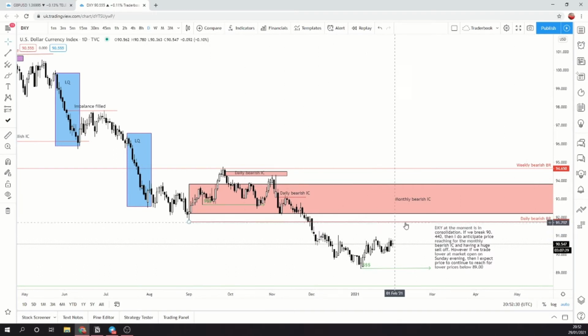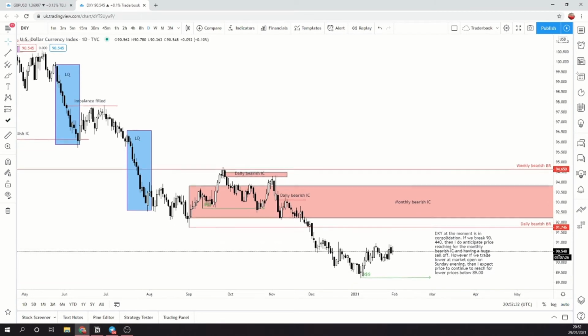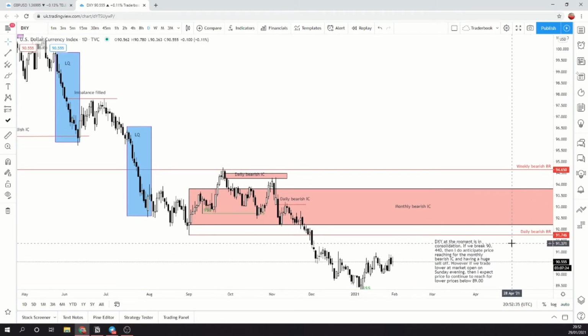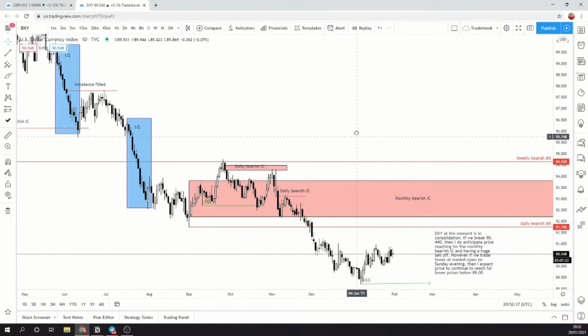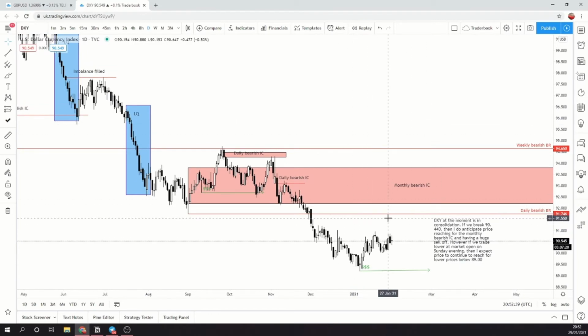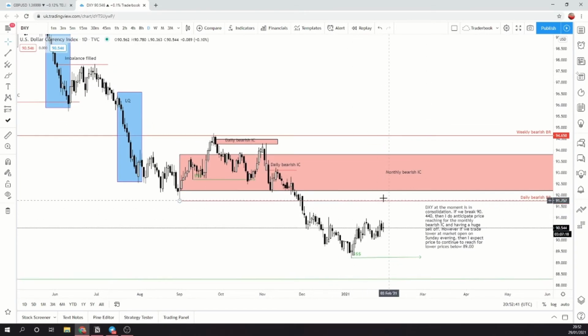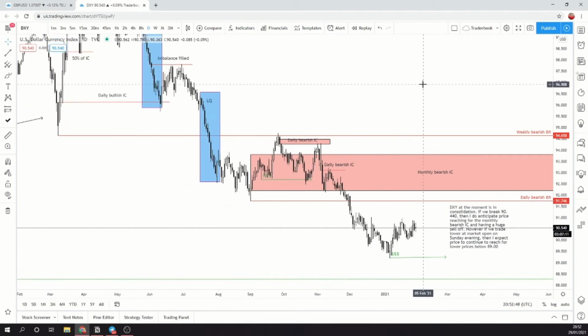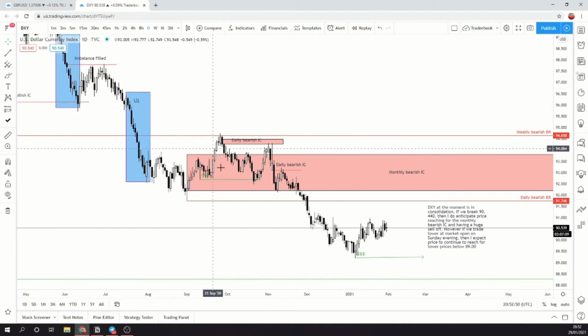So I am looking to get into this area, and I do feel like we are going to poke into maybe 91.5 before we do get a sell-off. I do have a strong bias on that, and then we could see price progressing to the downside. So this is just something of DXY that I thought I'd share with you guys.